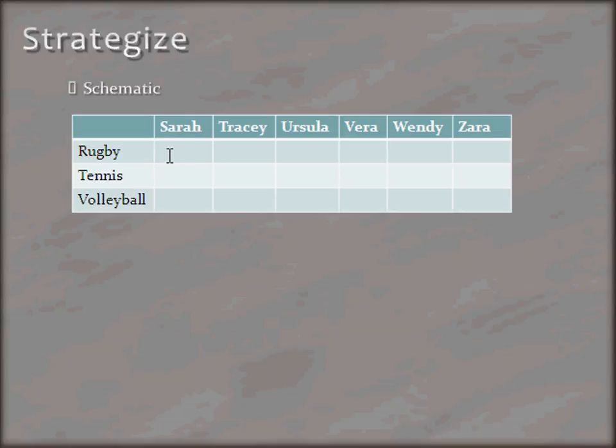In other words, if we put an X in the Sarah rugby box, that means Sarah does not play rugby, and open circles, or O's, when there is a match. So if Sarah plays tennis, we would put an O in the box that corresponds to Sarah and tennis. Let's apply each of our conditions and place them in this box as much as possible.